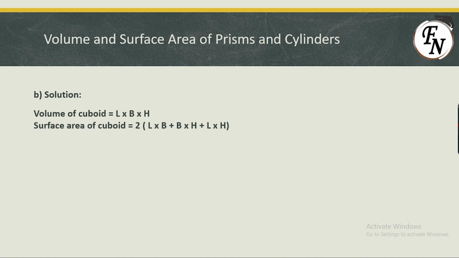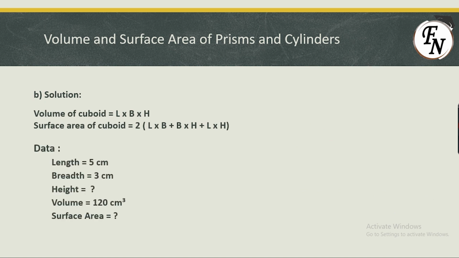In this case the formulas remain the same, but looking at the data, now we have the volume, that is 120 cm cube, and the height is missing, whereas length and breadth are given. So if we have such situations, we will first apply the formula of volume, and we will substitute the value of volume to find h. Then after finding h, we can put h in to find the surface area.